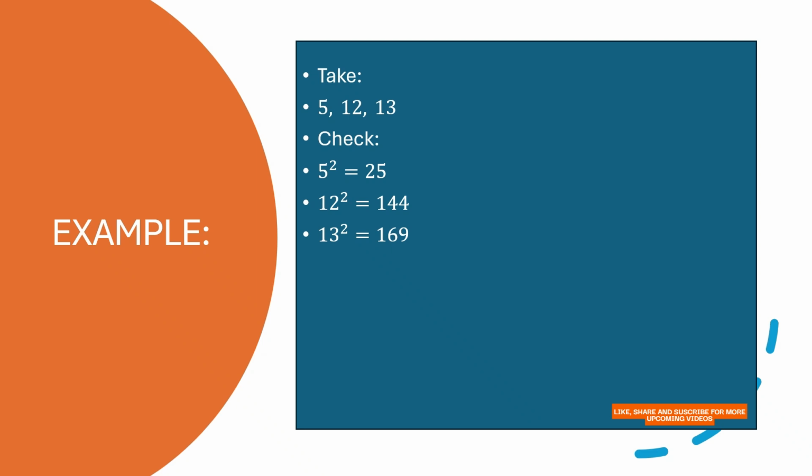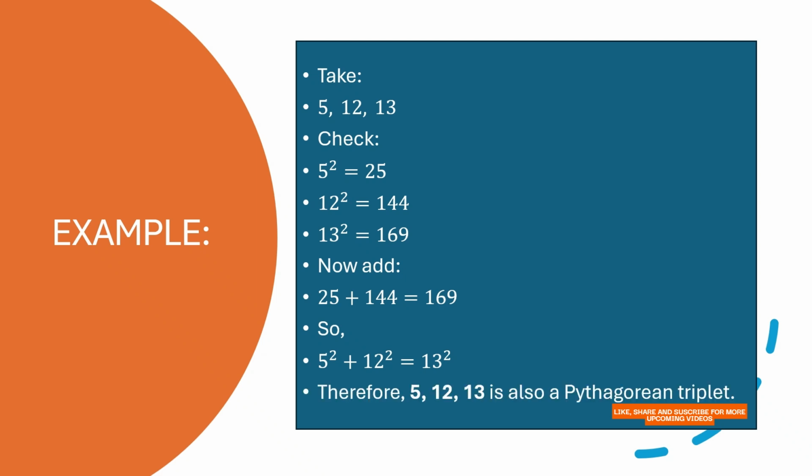Children, it's a request that you learn all the squares from 1 to 25, and that will help you make your calculation faster. Now what is the next step? You need to add 25 plus 144, which gives you 169. So 5 square plus 12 square is equal to 13 square. Therefore 5, 12, 13 is also a Pythagorean triplet.